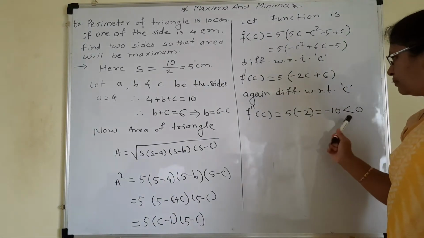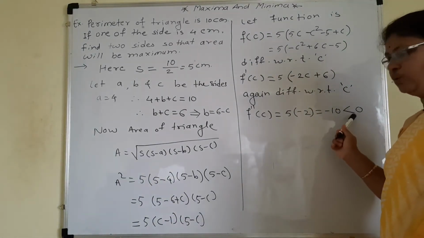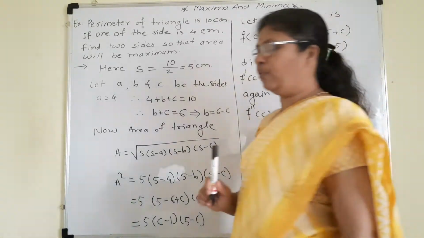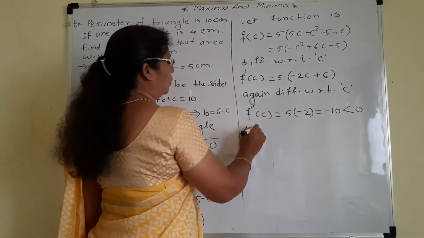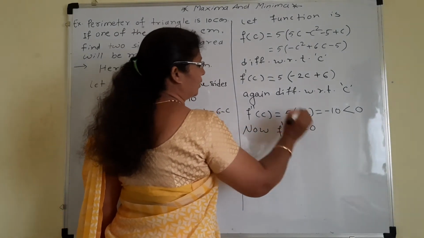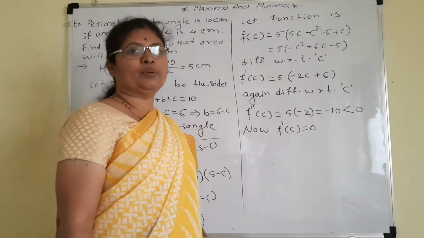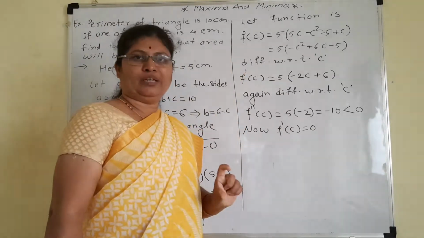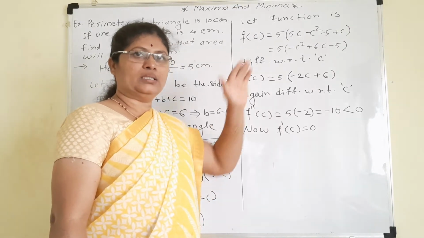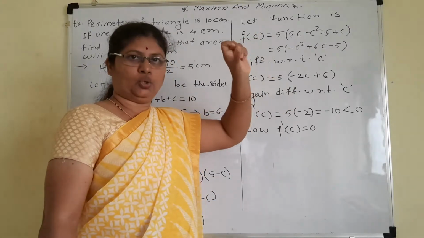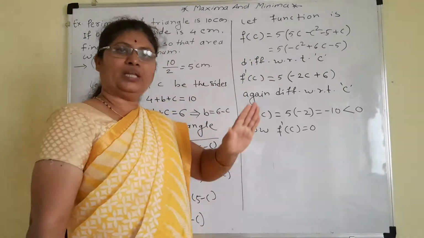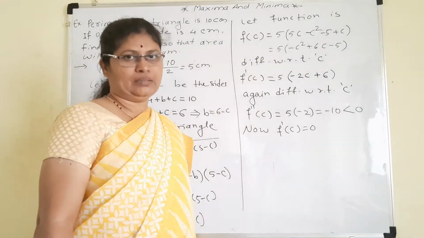Why will it be maxima? Because the second order derivative is already less than 0. Okay, so consider that turning point. For the turning point, f dash of c is equal to 0. Turning point means the point at which the function becomes maximum or minimum, so it is called a turning point. Increasing, then decreasing: that turning point is maximum. Decreasing, then increasing: that turning point is minimum.